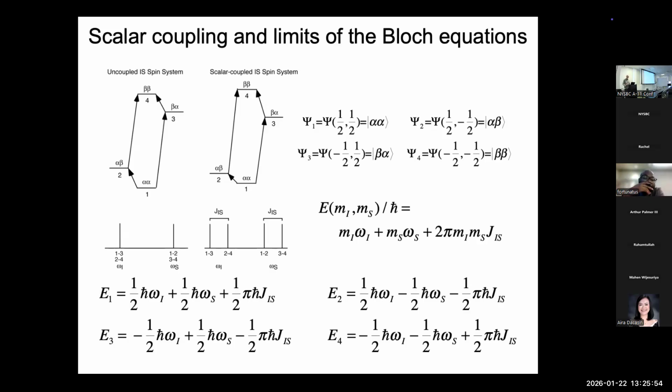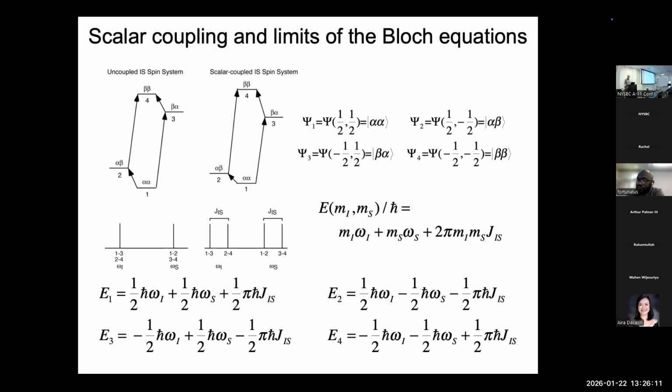Would there ever be an instance where it's the other way, like it's more likely that the two spins are the same, both alpha, both beta? Right, well, that's going to be a little bit higher energy. And that's why these energy levels shift relative to each other.